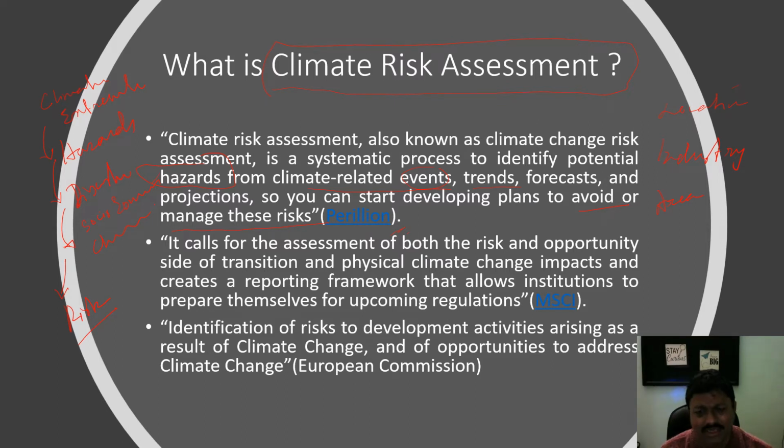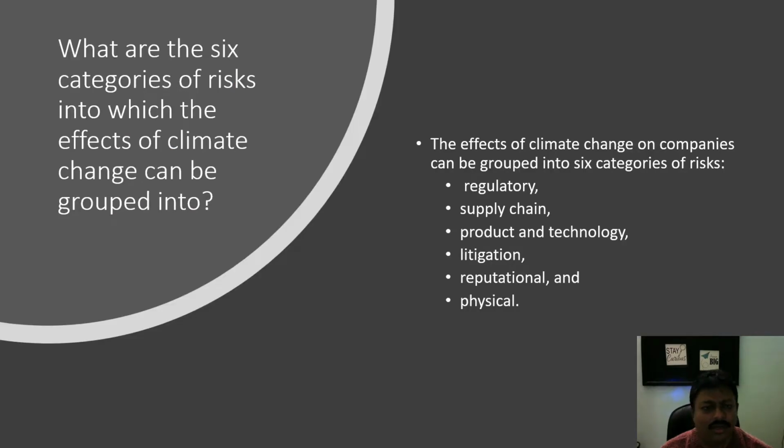And there are various other definitions, so you can look on the internet to know them. Now the next question is, what are the 6 categories of risk into which the effect of climate change can be grouped? Yes, there are 6 different types of risk associated with climate change: regulatory, effect on supply chain, product and technology, litigation, reputation, and physical.